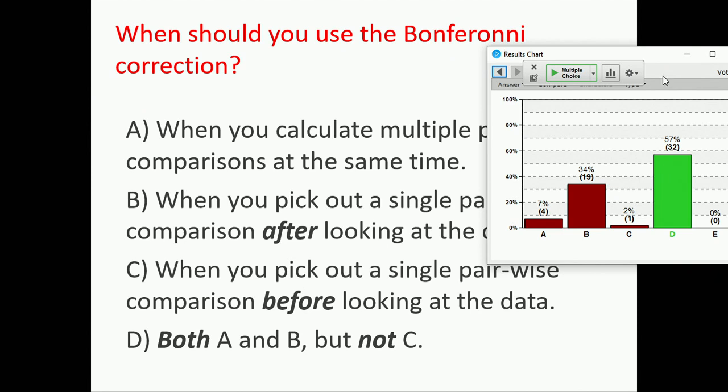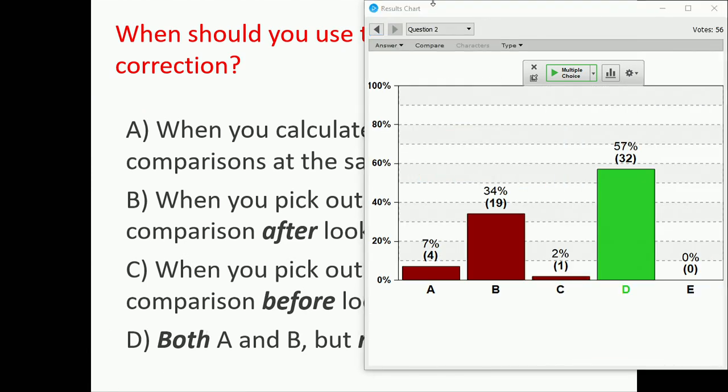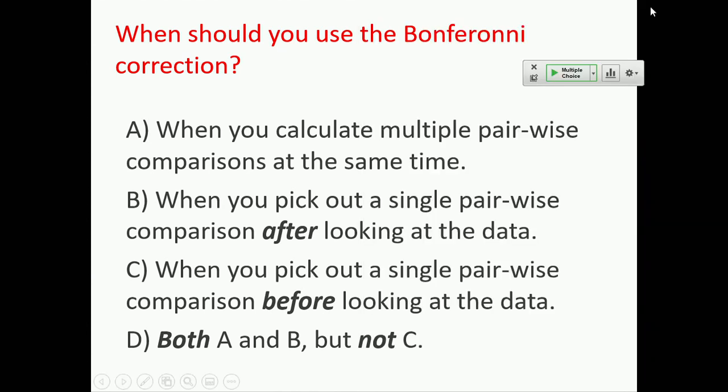But the correct answer, the better answer, if you had to choose one of these, is both A and B, but not C. Beforehand, you don't have to. Okay, does everybody understand that?